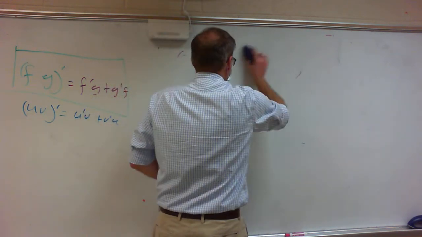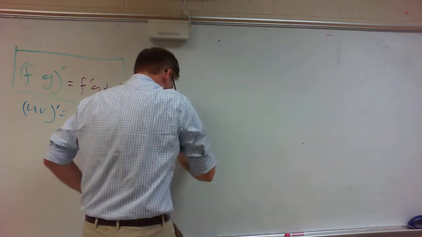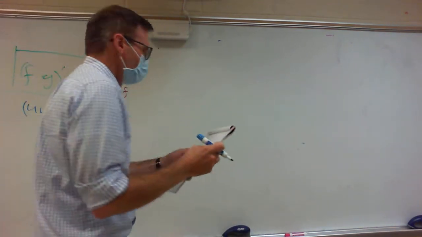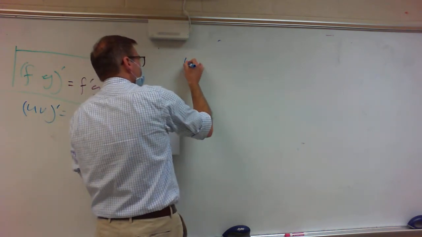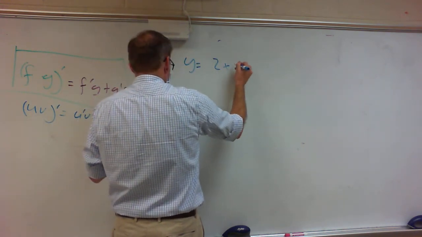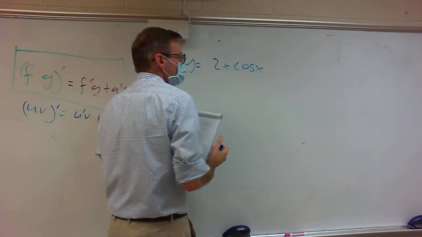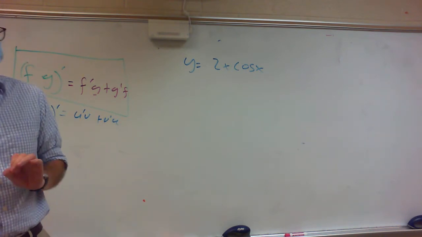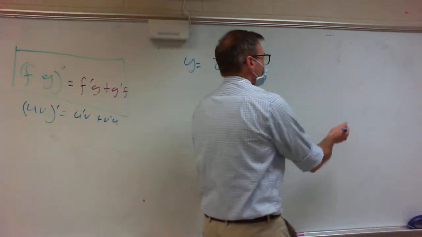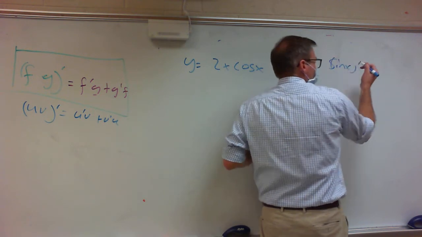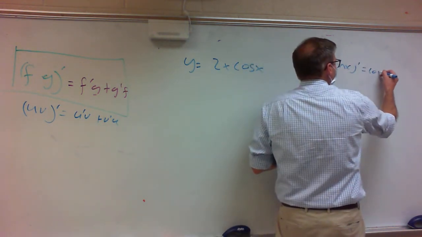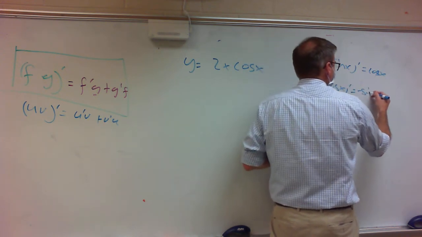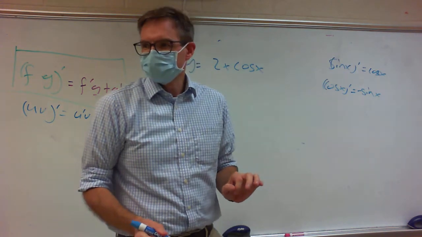We're going to do a practice product rule problem. So let's say I give you y is equal to 2x cosine x. And I do apologize. Normally I would have made you practice taking derivatives. Are we okay with the derivative of sine x is cosine x, and the derivative of cosine x is negative sine x? Go with that now.